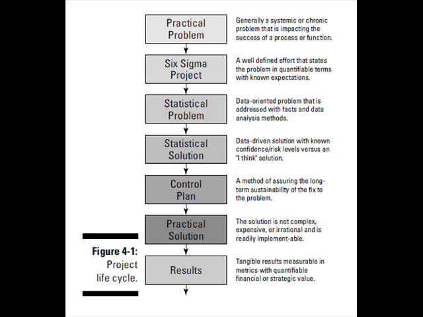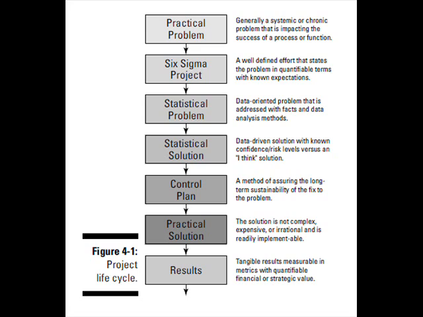The basics of a project. A Six Sigma project starts out as a practical problem that is adversely impacting the business, and ultimately ends up as a practical solution that improves business performance. Projects state performance problems in quantifiable terms that define expectations related to desired levels of performance and timing, as described in Figure 4.1 later.